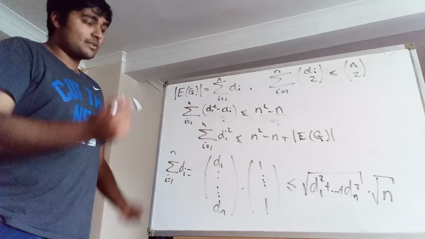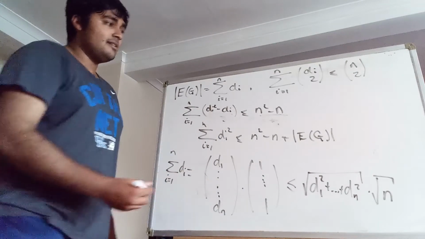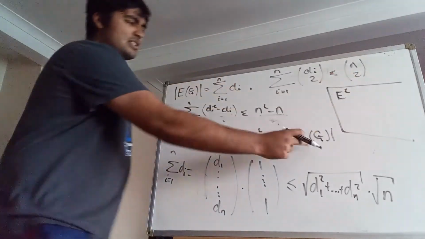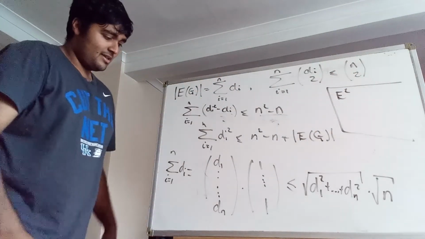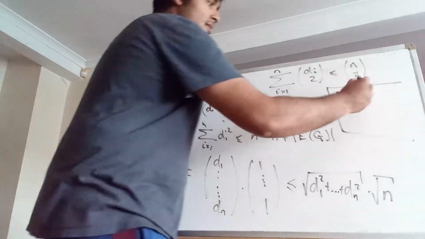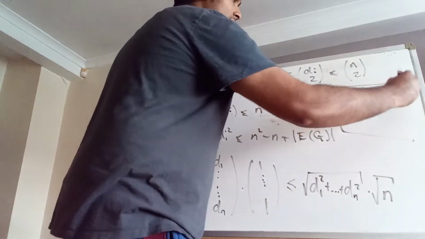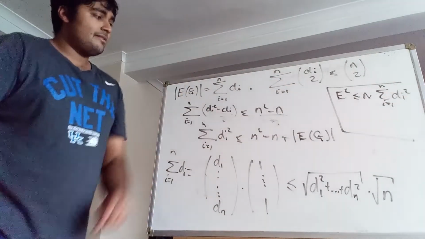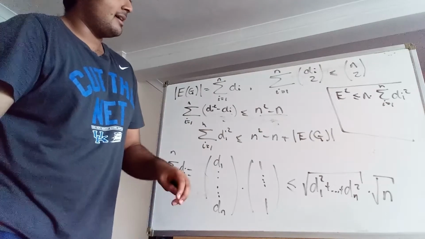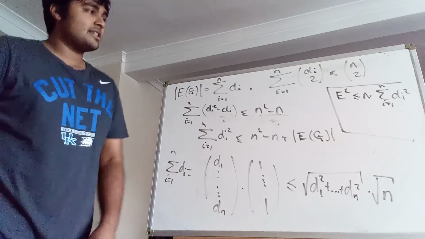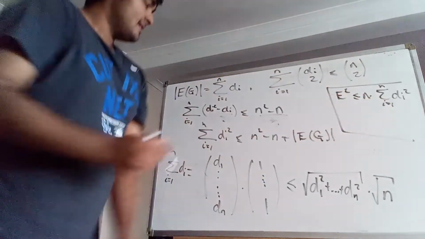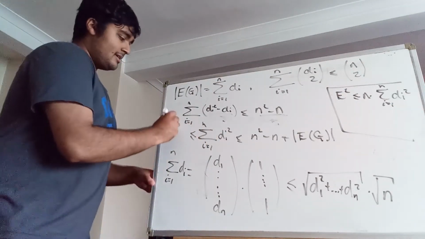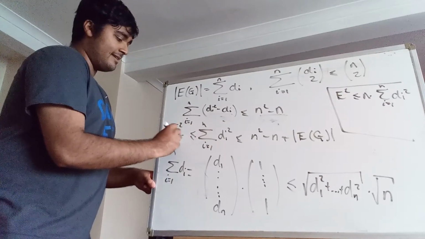We can square both sides and notice that this guy here is just e, so perhaps I'll just bring it up here. So we're going to get e squared, where e is just shorthand for the number of edges in our graph. e squared is less than or equal to n times the sum of di squared from i equals 1 to n. So that's what we have. So if we rearrange this, we get that the sum from i equals 1 to n of di squared is bigger than or equal to e squared over n.